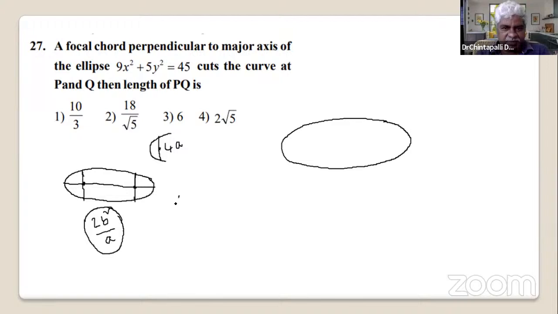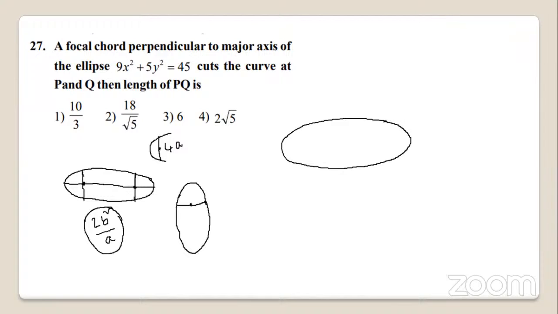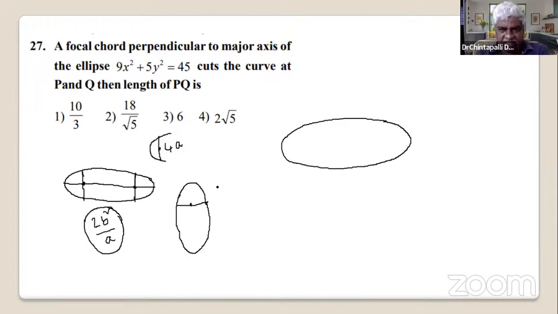And take another ellipse. Here the length of the latus rectum formula is 2a square by b. How can I identify whether it belongs to the first case or the second case? In the first case, a is greater than b. If a is greater than b, it is the first case. If a is less than b, it is the second case.